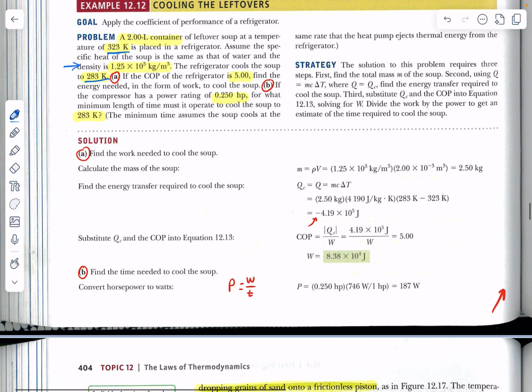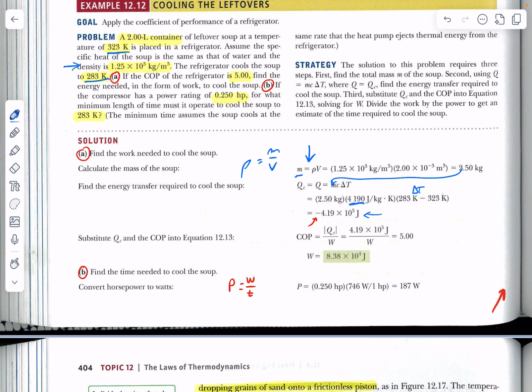The first thing we're going to do is, since density equals mass per volume, solve for the mass of the soup, and we get 2.5 kilograms. Then we put that in for M, and we use the specific heat of the soup, which is in this case a little bit more than the specific heat of water. Here's my change in temperature right there, and so we find the amount of heat.